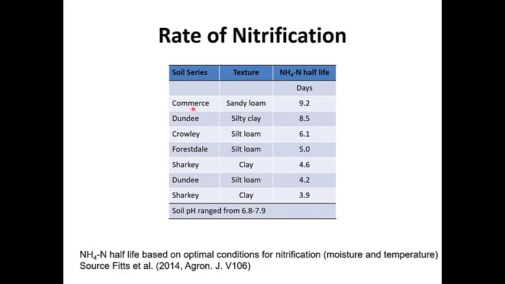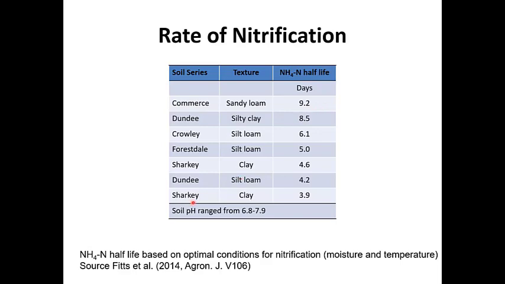So for instance, if we think about a Commerce sandy loam, if I started with 100 pounds of ammonium, in 9.2 days, I would be left with 50 pounds of ammonium, and I would have transformed 50 pounds of the ammonium to nitrate. So after roughly 9 days, I'd have 50 pounds of ammonium and 50 pounds of nitrate. This is a relatively slow nitrification rate because we have a long or a large half-life.